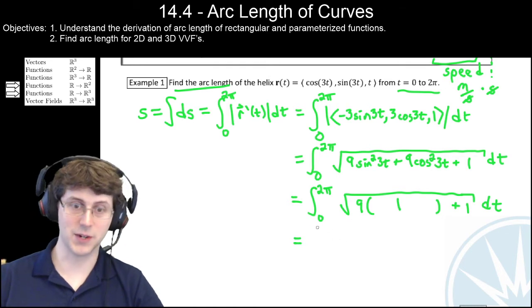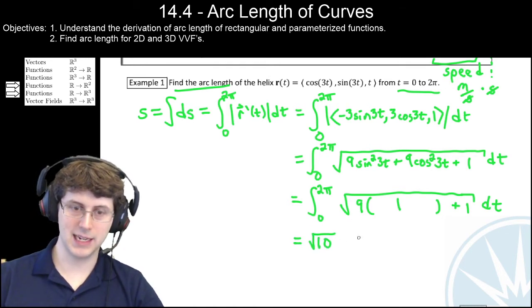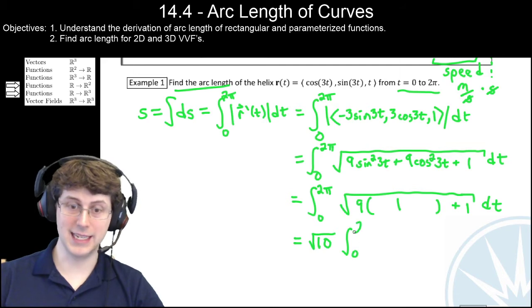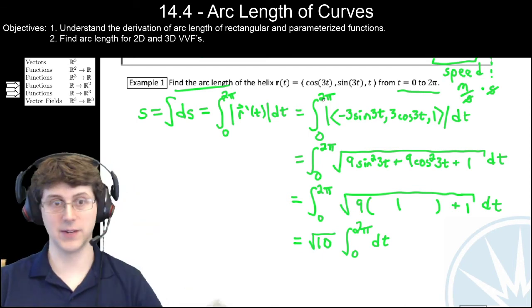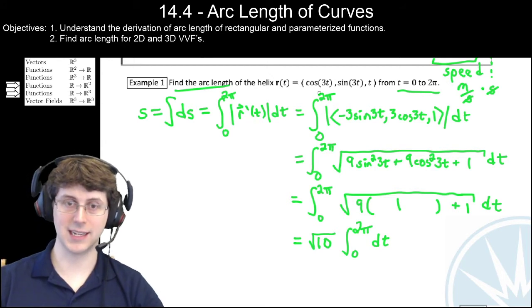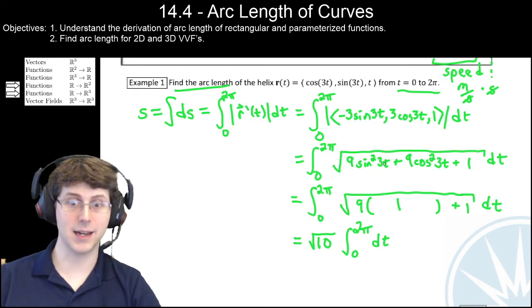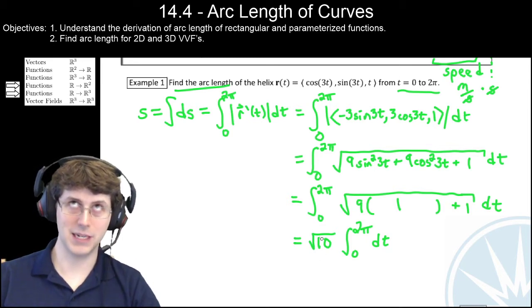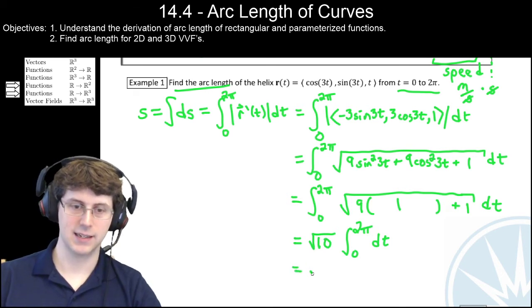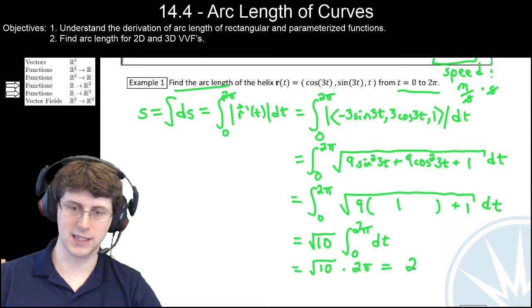Well, I can factor out the square root of 10. Now, what does the square root of 10 mean here? The square root of 10 is the speed that we are traversing this curve. Remember, the magnitude of the derivative of a vector-valued function is the speed of the curve, if you think of the vector-valued function as like a path that a particle is following. So what we found here is that even though this looks like a complicated path, the path is actually moving at a constant speed of square root of 10. Well, if you move at square root of 10 meters per second and you go for 2 pi seconds, you get 2 pi times the square root of 10 as your distance.